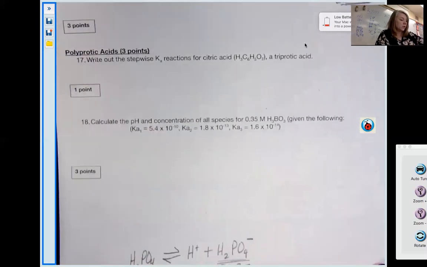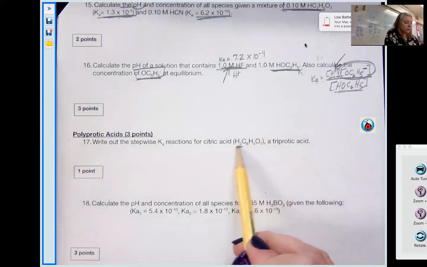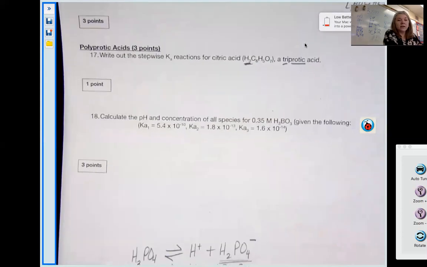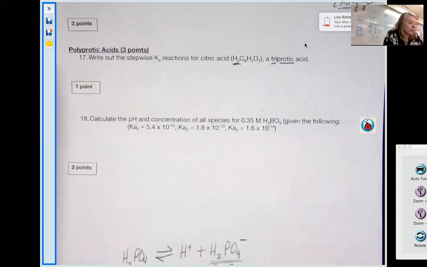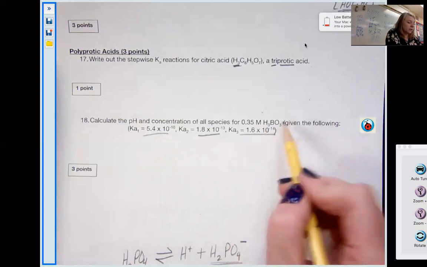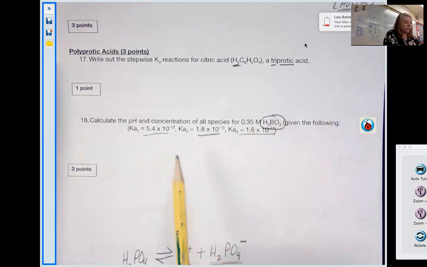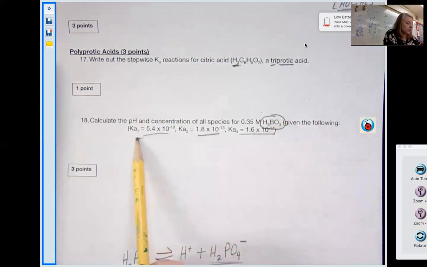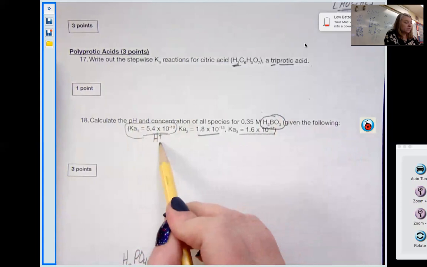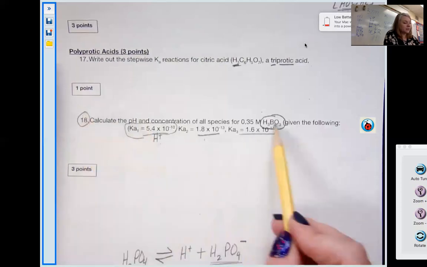And so that's what they're asking you to do on number 17. They want you to write out the stepwise reactions for citric acid. So notice, you've got 3 hydrogens on that. It's a triprotic acid. All right, number 18, calculate the pH and concentrations of all species for 0.35 molarity H3BO3 given the following. So they give you a Ka value for each one of those. So you need to break this puppy apart just like you would do on number 17. And then your first ionization is your strongest. Notice your Ka value. Once you have your H plus, you would actually use that to figure out your amount of each one of those.